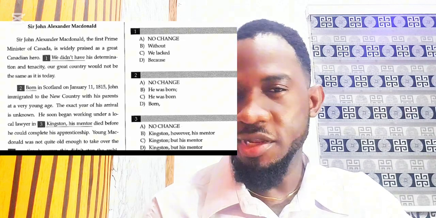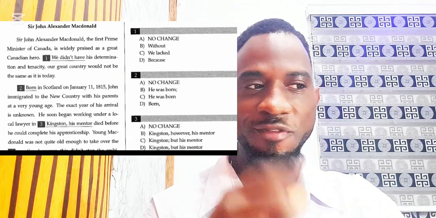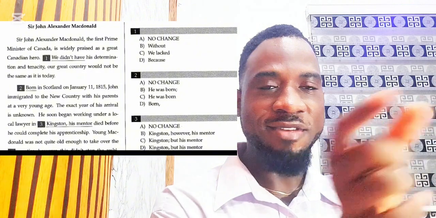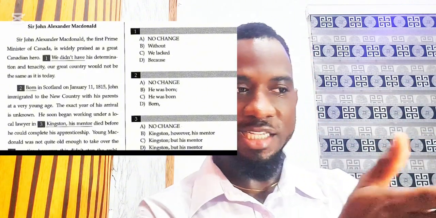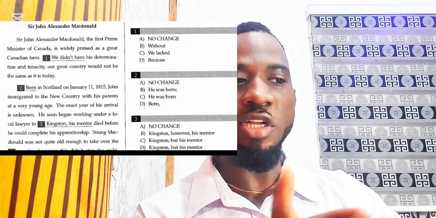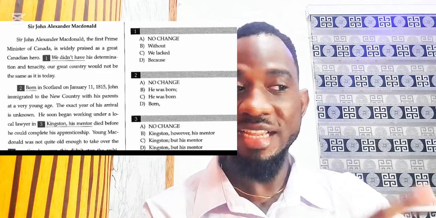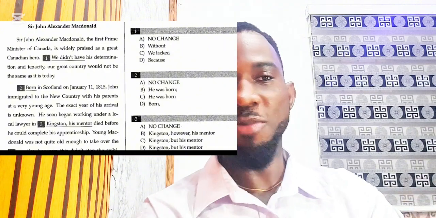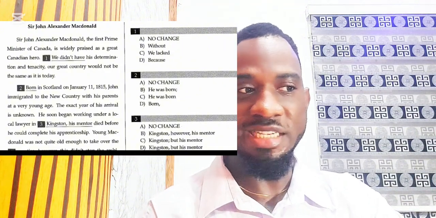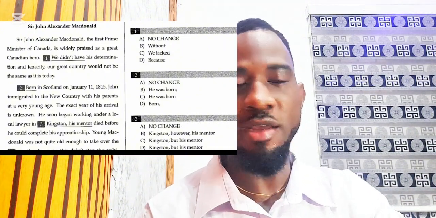That sounds like an independent clause already. We, subject, of course, didn't have the verb phrase, so we already have an independent clause. And the next one after the comma, our great country would not be the same as it is today. Another independent clause, right? Our great country being the subject of this new independent clause. So you see, we have a comma right in the middle there, which is wrong.